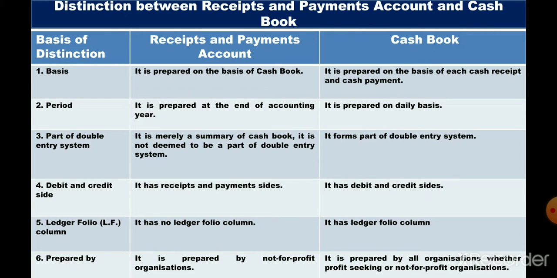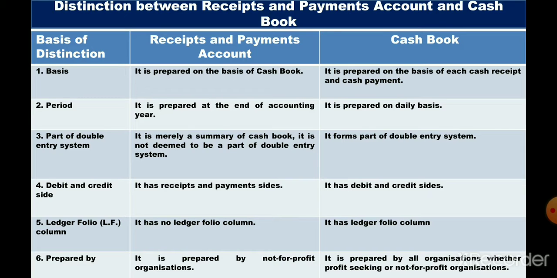Now the difference between receipts and payment account and cash book. First difference is receipts and payment account is prepared on the basis of cash book, whereas cash book is prepared on the basis of each cash receipt and cash payment. Second difference is receipts and payment account is prepared at the end of accounting year, but cash book is prepared on daily basis.